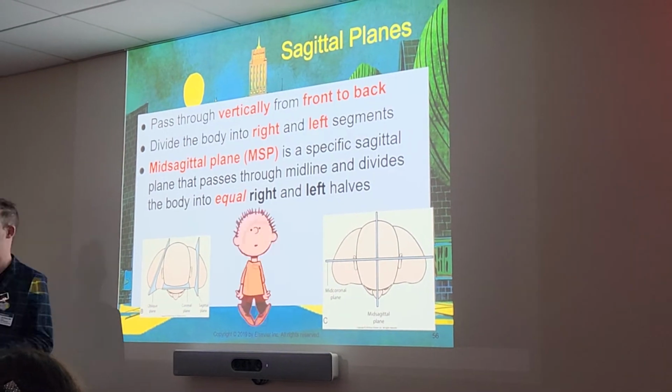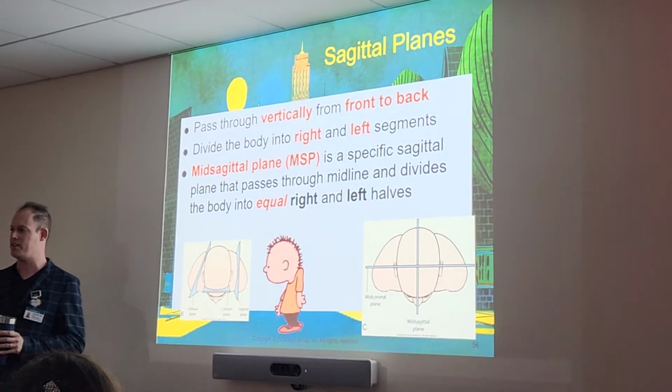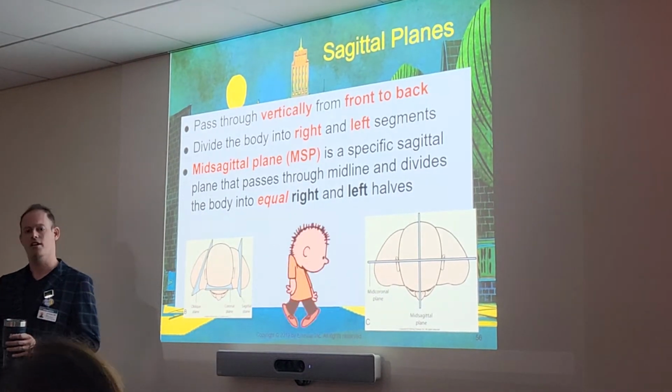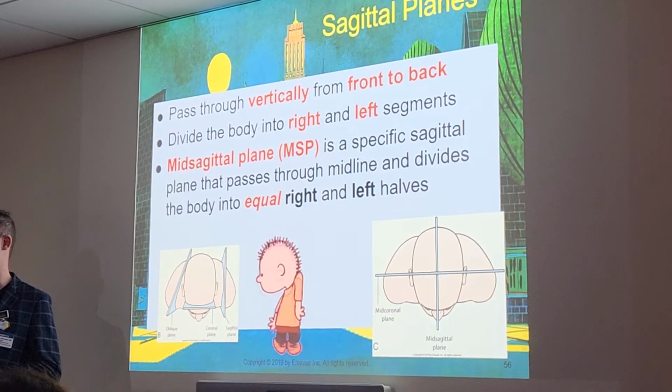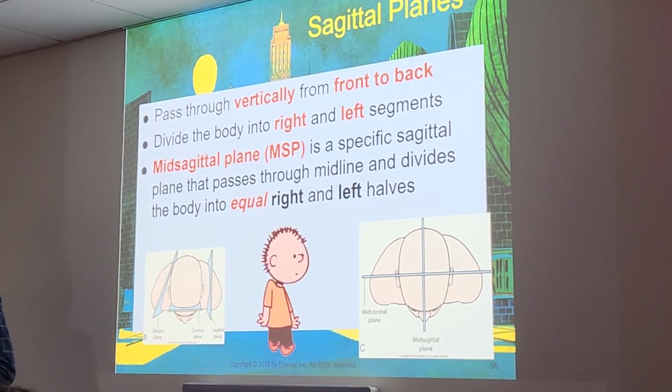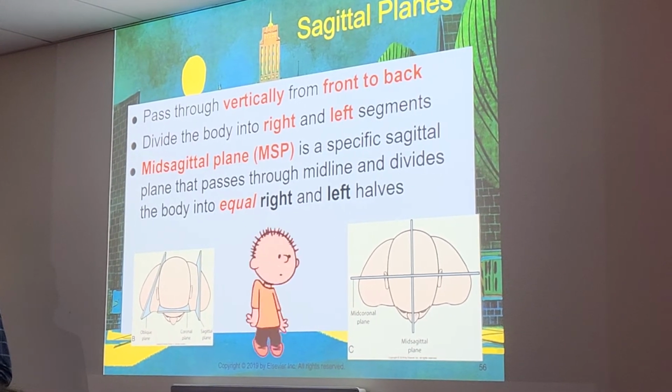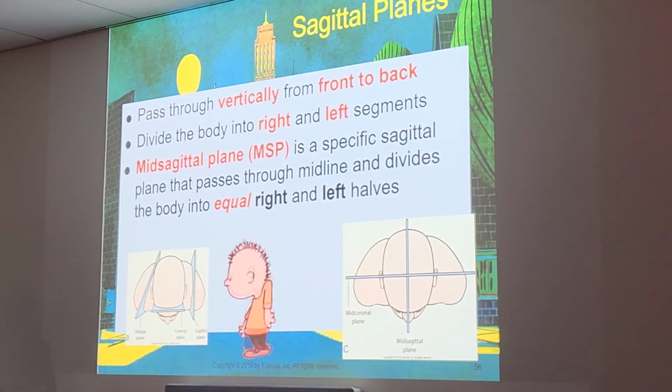Left and right. Anterior, posterior. Front and back slices. So sagittal, we're making left and right slices. Coronal, we're making front and back slices, or if we want to use the actual fancy terminology, anterior and posterior slices. Front and back, anterior, posterior.